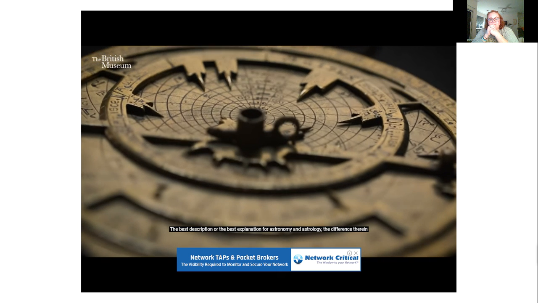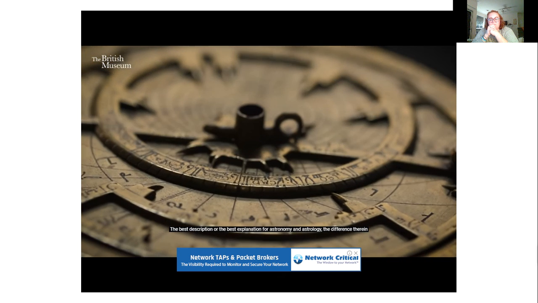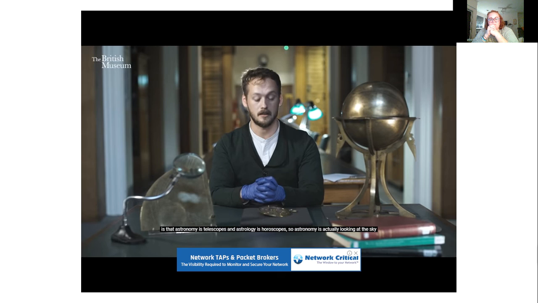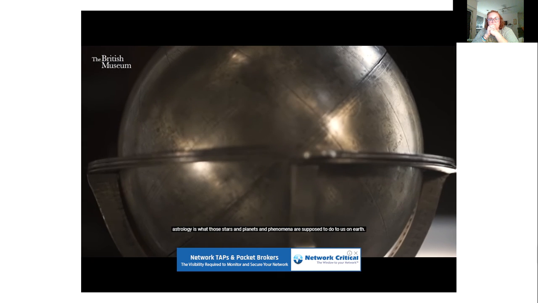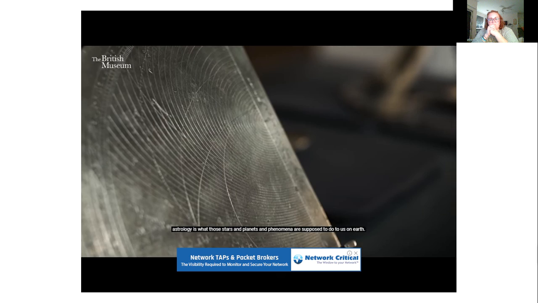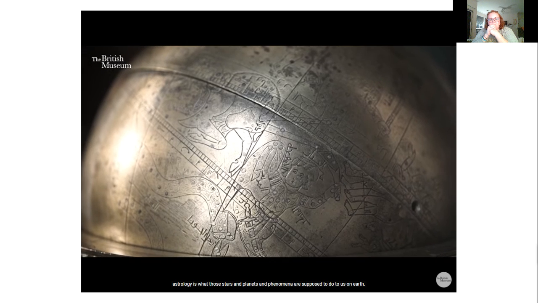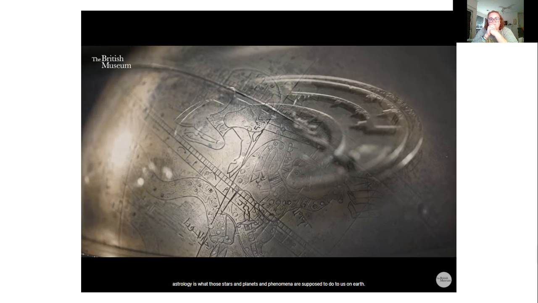The best explanation for the difference between astronomy and astrology is that astronomy is telescopes and astrology is horoscopes. So astronomy is actually looking at the skies, trying to understand celestial phenomena, stars, planets, and so forth. Astrology is what those stars and planets and phenomena are supposed to do to us on Earth.